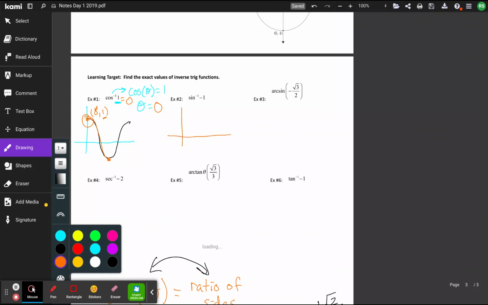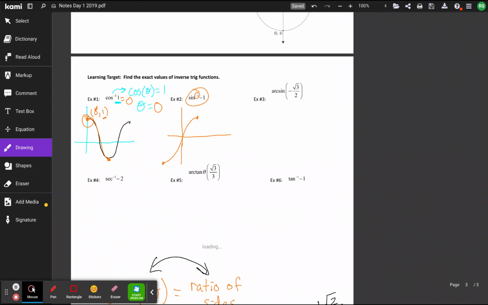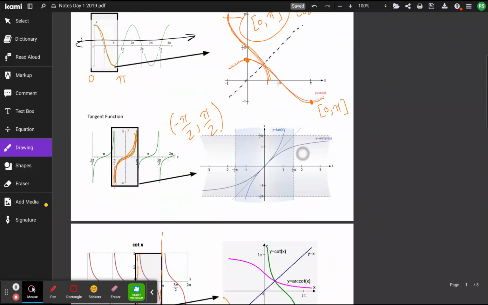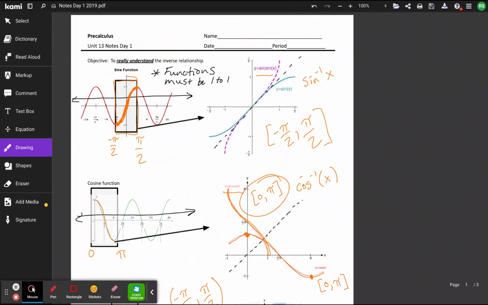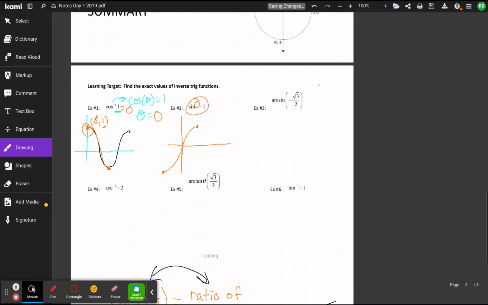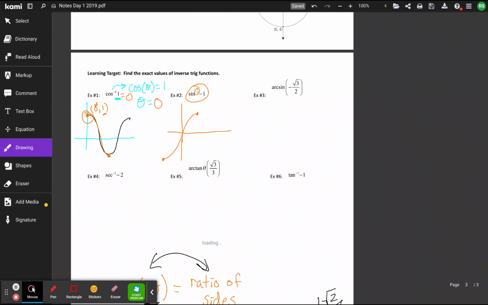Sine inverse of negative 1. Let's go ahead and draw our sine curve. Remember, we're only looking from negative pi over 2 to positive pi over 2 for the inverse sine function, because remember, our function at the end of the day has to be 1 to 1. So we restrict the domain. Sine is always going to be negative pi over 2 to positive pi over 2. Where's sine inverse of negative 1? Well, that would be right down here. That would be at negative pi over 2.